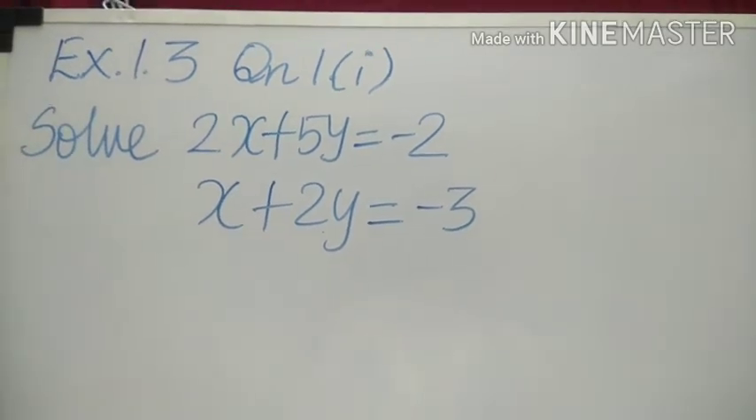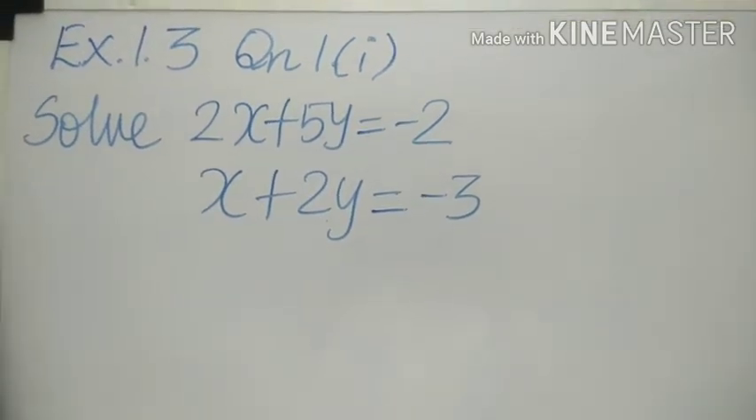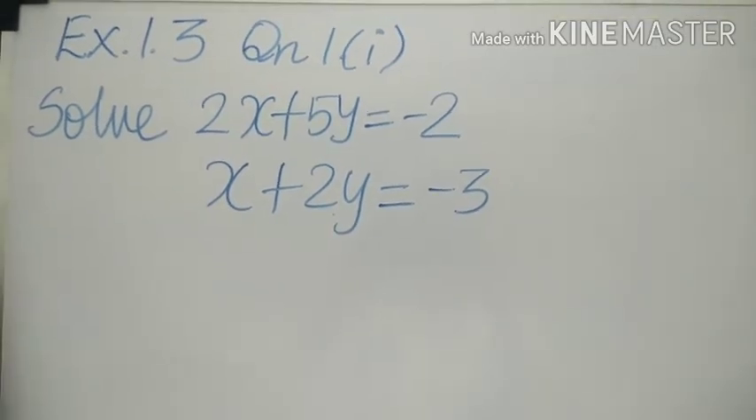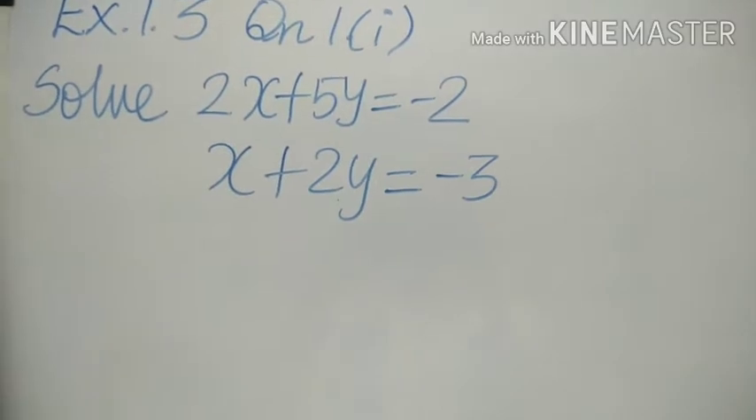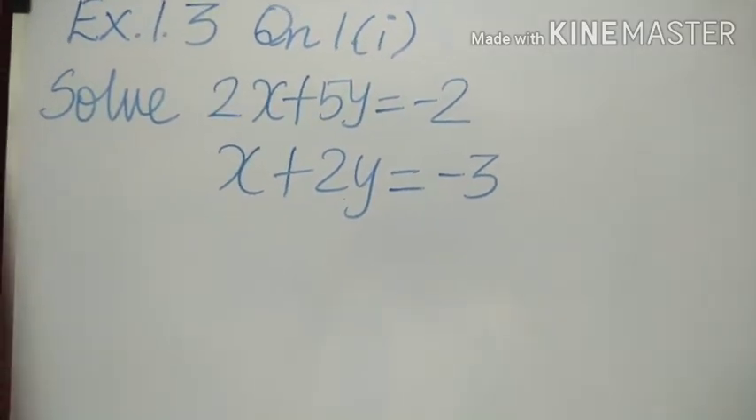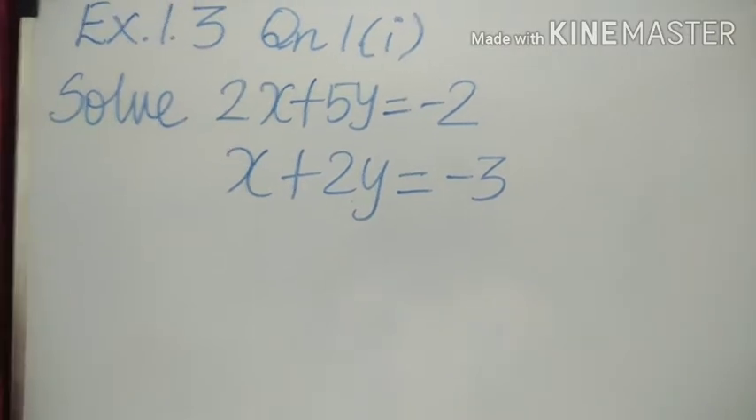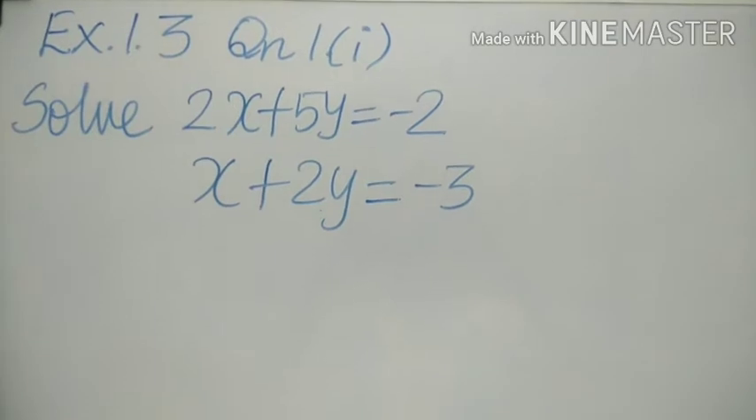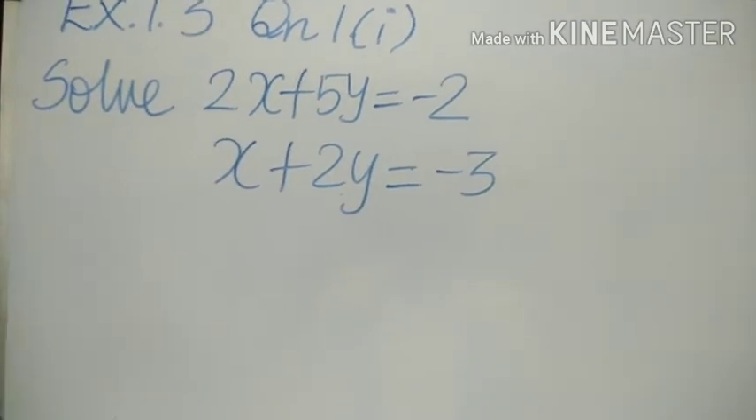Good morning. Exercise 1.3, question number 1. Solve 2x plus 5y equal to minus 2, x plus 2y equal to minus 3. We are going to use the matrix inversion method to solve these two equations.